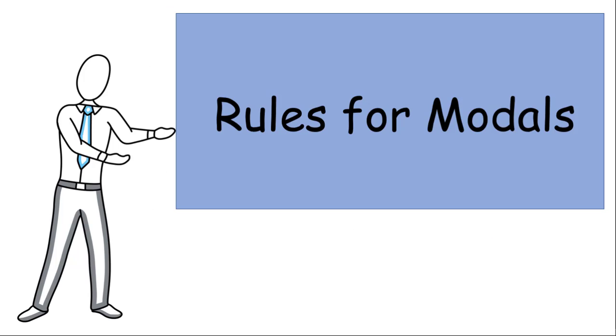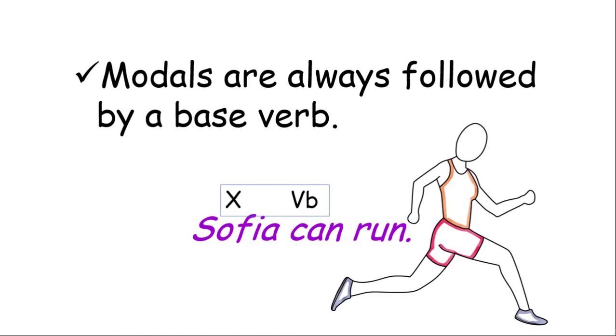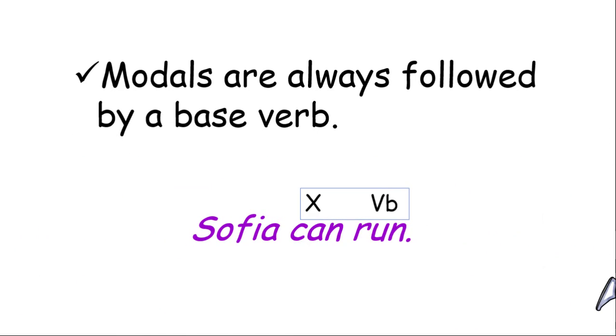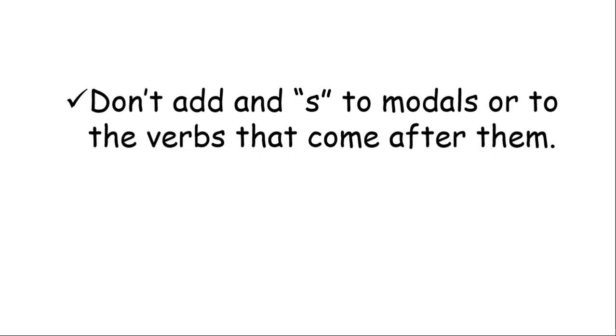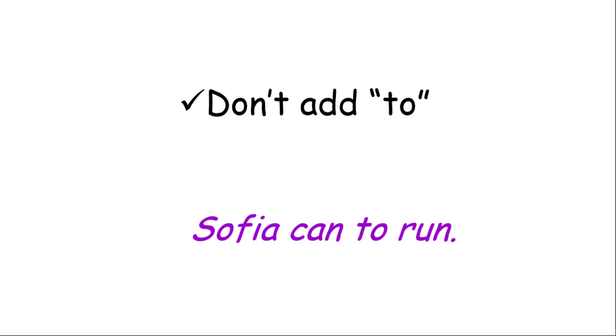The rules for modals are: modals are followed by a base verb. Sophia can run. Can is the modal, run is the base verb. Don't add s to modals or to the verbs that come after them. Don't add to. You can't say Sophia can to run.